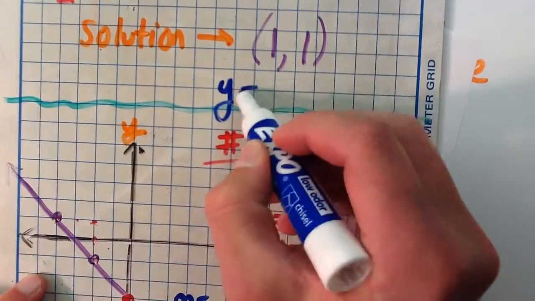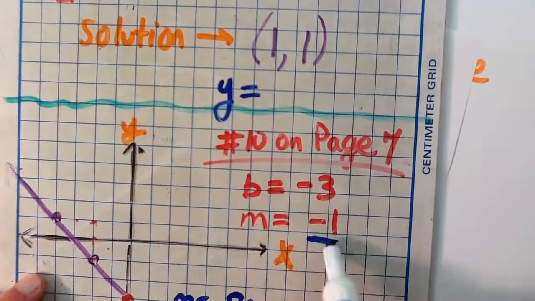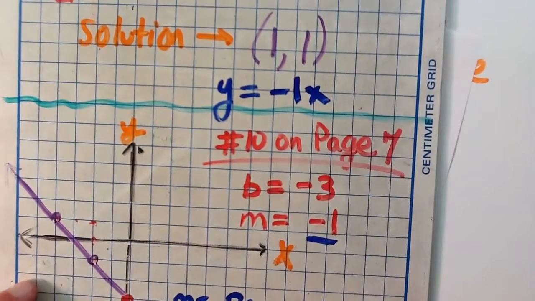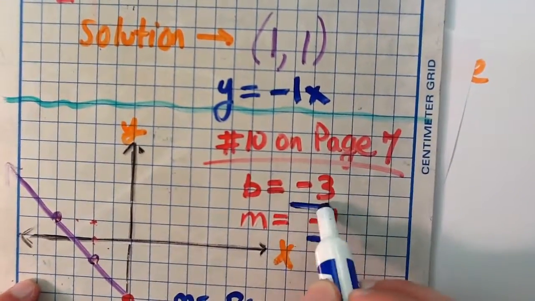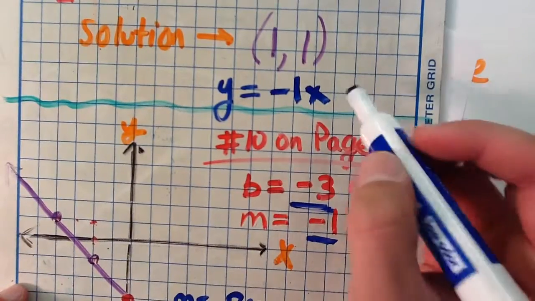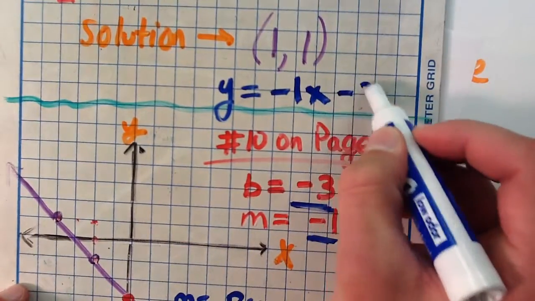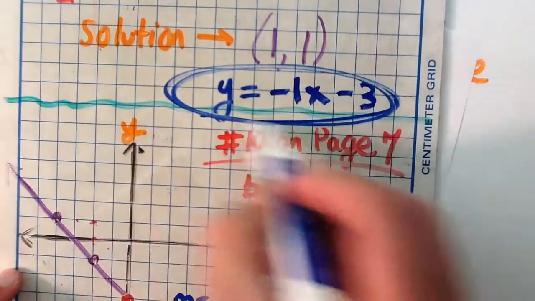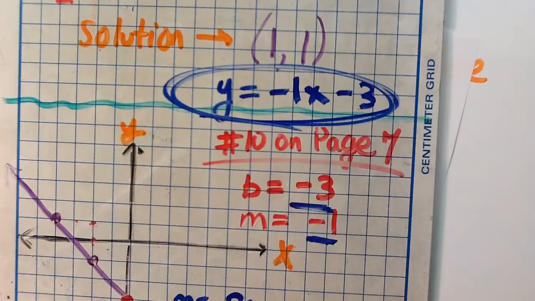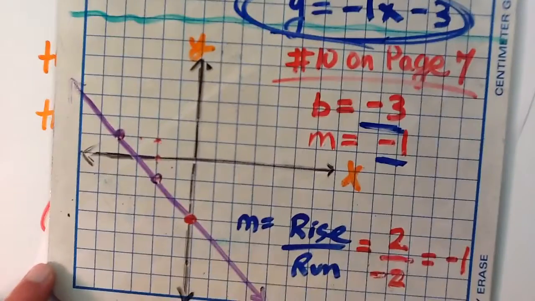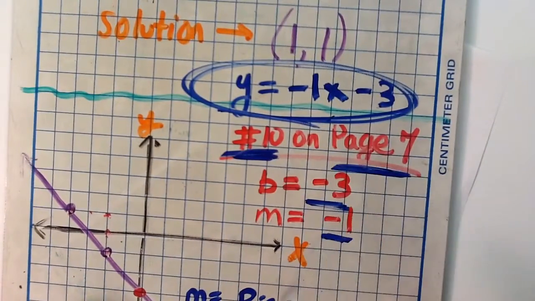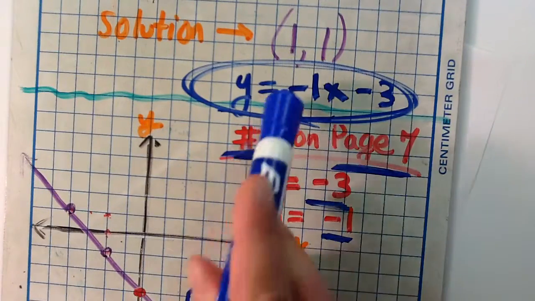Because I know slope-intercept form is y equals mx plus b, I can write this equation as y equals m. What's m? -1. y equals -1x plus b. And what's b? -3. So I could write plus -3, but all I really need is minus 3. And so this right here, y equals -1x minus 3, is the equation in slope-intercept form for this line that was given to me. And again, that is number 10 on page 7 of your binder. Okay, you write the equation for this line.